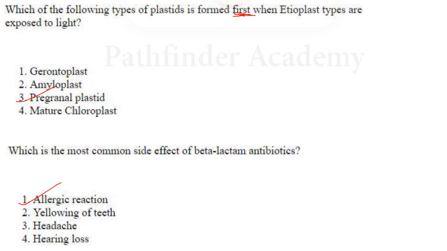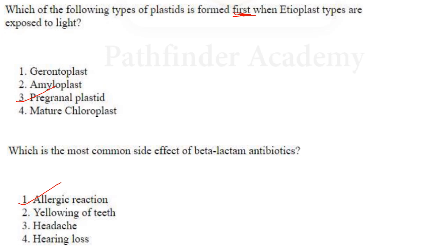Then next one. Which of the following types of plastid is formed first when etioplasts are exposed to light? Gerontoplast: it is a plastid that develops from chloroplast during senescence of leaves. Then amyloplast: it is a colorless plastid that forms and stores starch. Then pregranal plastid. Pregranal plastid is the answer, not mature chloroplast, because they have asked which is formed first. First it will be pregranal plastid, then only mature chloroplast.